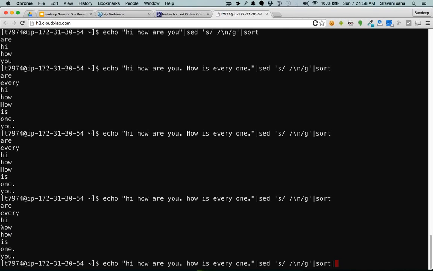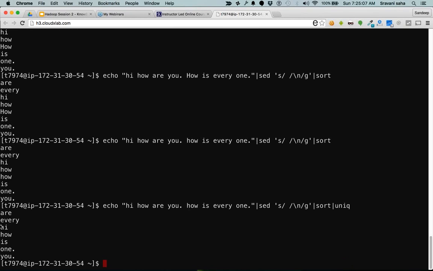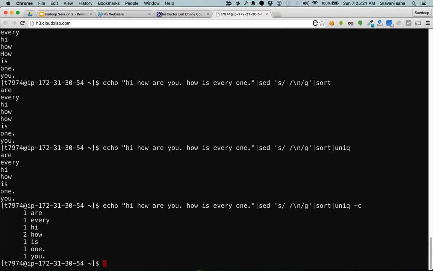Now there is another command called unique. What does unique do? Unique basically finds the unique words. You can see that it has found the unique words. It has removed the duplicate how. Unique has an argument called minus c, which displays the counts of unique words as well, other than only finding the unique words. So this is how, using these Unix commands, we were able to compute the unique words count.